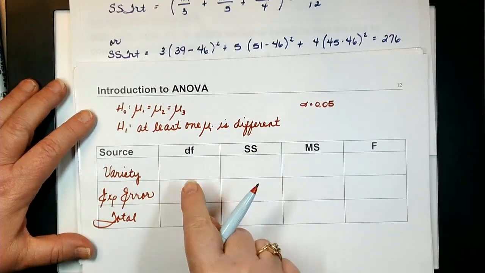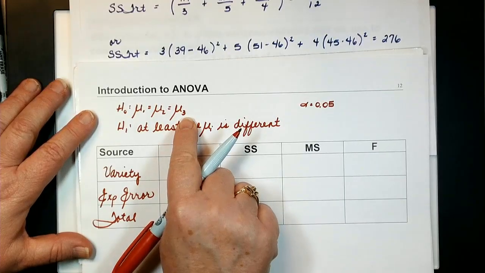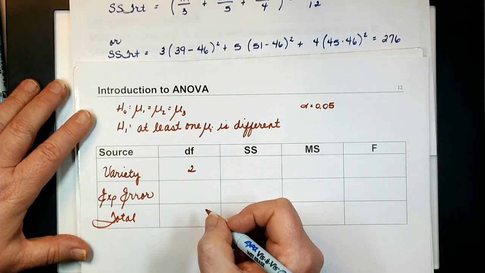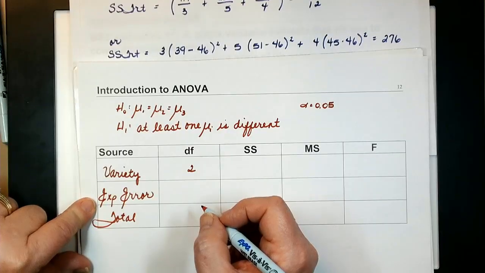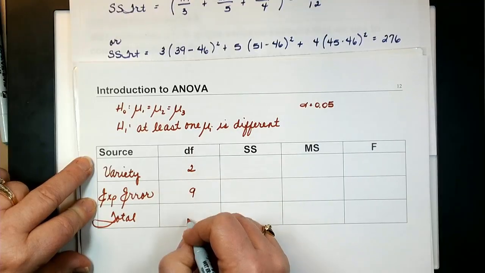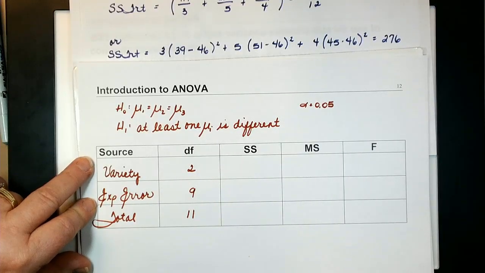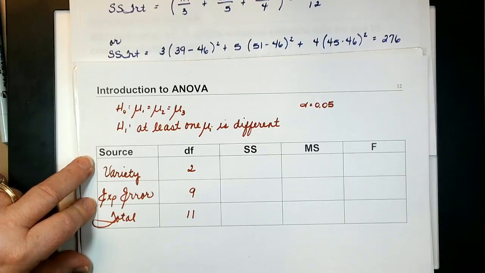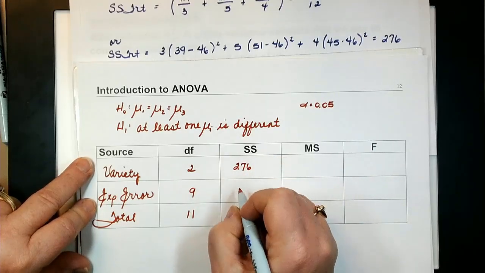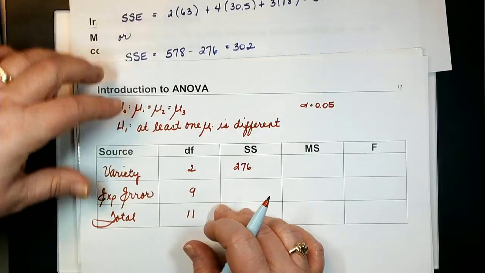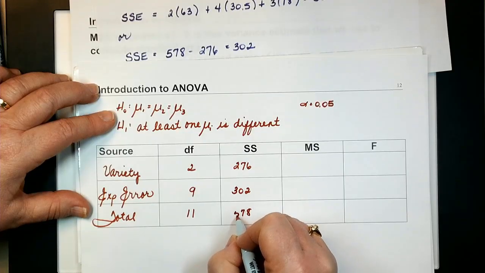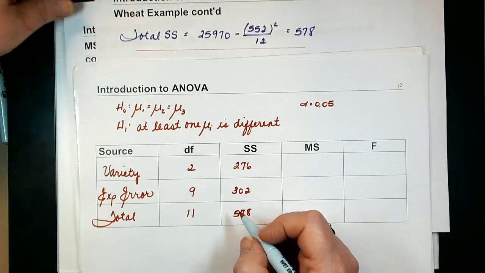Filling in the table then, we have 3 treatments, so our degrees of freedom is 2. Our experimental error is grand sample size, which was 12, minus the number of treatments, which was 3, so there's 9. The addition of these 2 is our grand sample size minus 1. Filling in the information from the previous page, our variety sum of squares was 276. Experimental error was 302. And when we add those together, we got 578, which also agrees with the calculation at the top of the previous page.